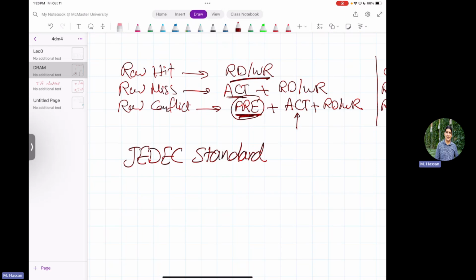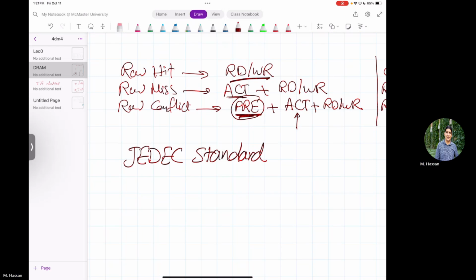But to be able to send these commands, you need to track whether this particular address, when you receive it from the LLC, is going to be a row hit, a row miss, or a row conflict. What commands do I need to send? What does that mean? It means you need to keep track of all the bank states of the DRAM. You need to keep track that this bank right now has this row address. If you receive another address, you compare. If they match, that means it's a hit. If they don't match, it means it's a conflict.